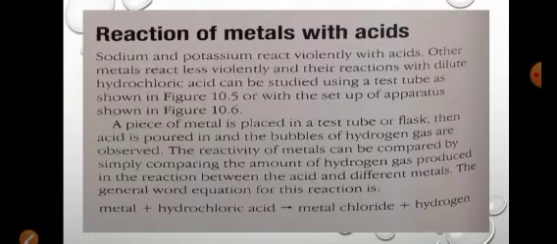Reaction of metals with acids. Sodium and potassium react violently with acids. Other metals react less violently, and their reactions with dilute hydrochloric acid can be studied using a test tube as shown in figure 10.5, or with the setup of apparatus shown in figure 10.6. A piece of metal is placed in a test tube or flask, then acid is poured in it, and the bubbles of hydrogen gas are observed.